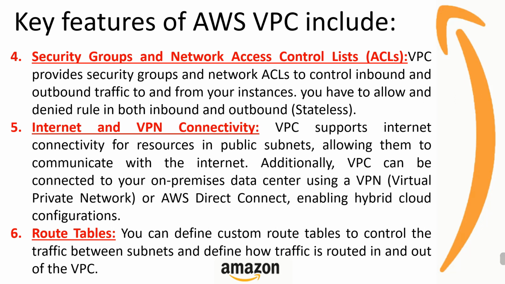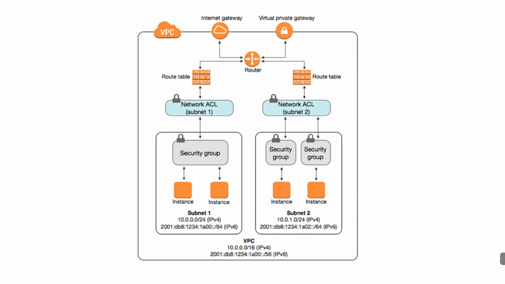But the security group is stateful. In the security group, when we just allow the inbound rule, it automatically allows the outbound, it's not required to allow the outbound rule. So this is the main difference between the security group and the NACL. Let's go into details and understand the main difference between the NACL and the security group.